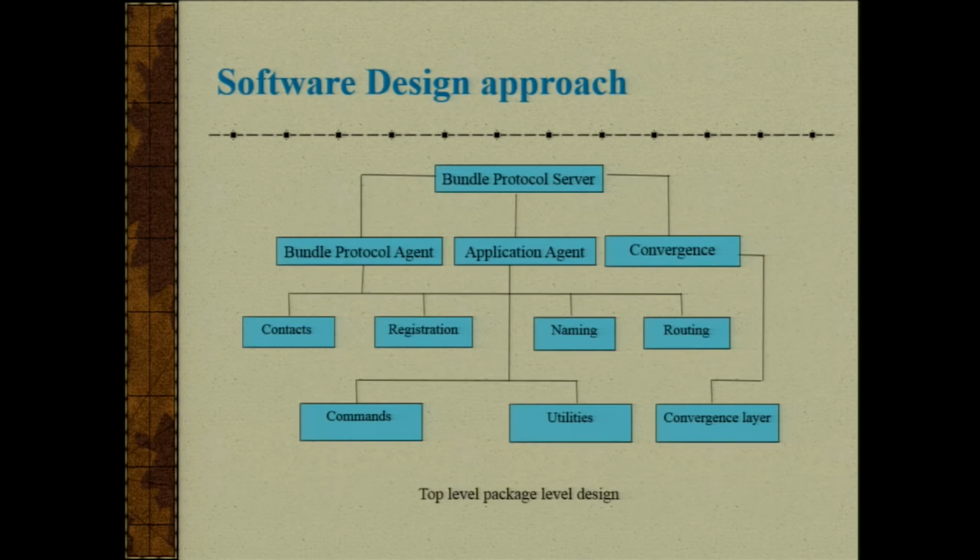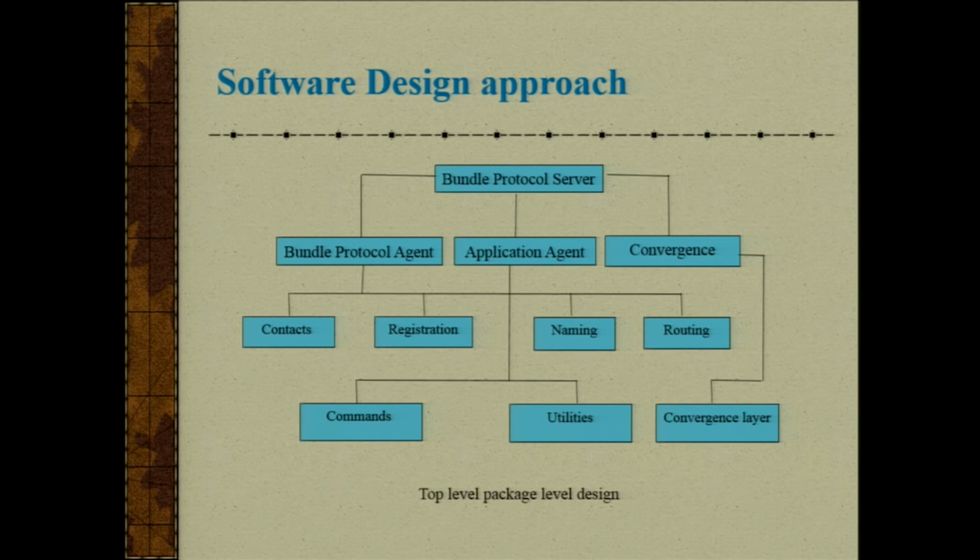The next implementation is a pure software implementation. So the top level modules are shown here. We have bundle protocol server and bundle protocol agent, application agent, and a convergence module. The application agent will interface with the application. The sub-modules are commands, such that through command lines we can send bundles to this software module, and it also has different utilities to interface with the application agent.